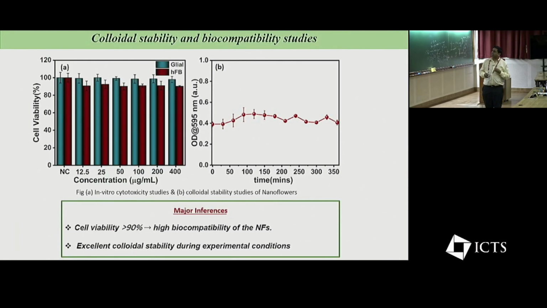For the colloidal stability, the first figure is for the cytotoxicity experiment, which gives some idea that the synthesized material is biocompatible, and at a particular OD value of around 600 nanometers, it is very much stable, up to maybe 6 hours or so. Yes, I will take one more minute.